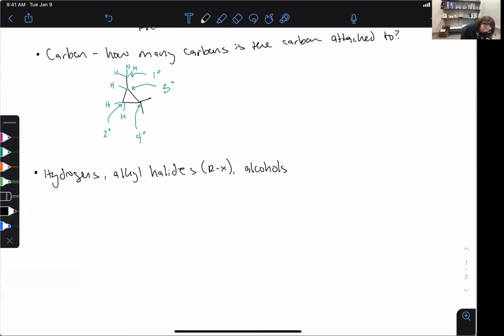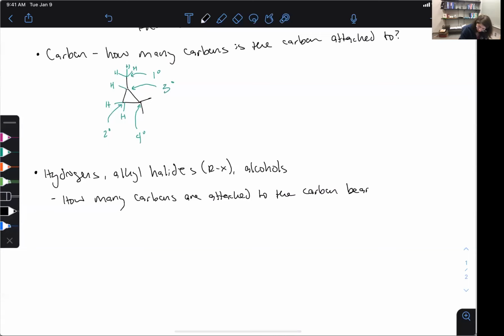And the way we do that is we count how many carbons are attached to the carbon bearing the atom in question. So remember, the atom in question is going to be H, X, or OH.